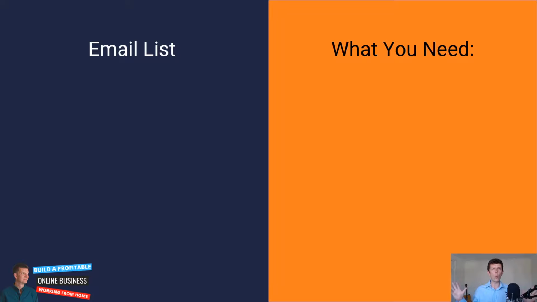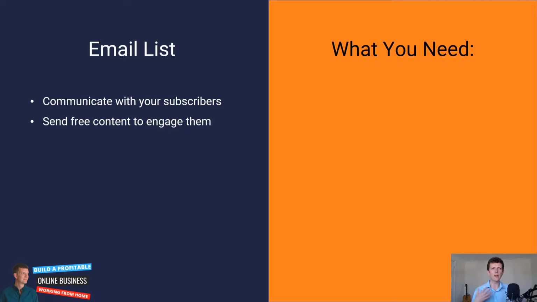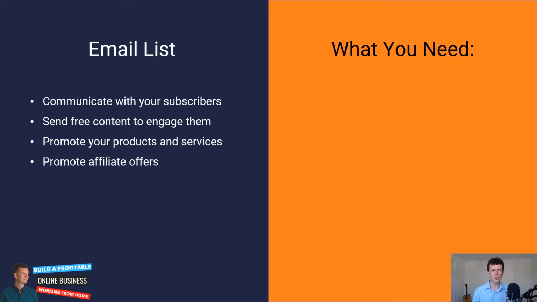Now, we also talked, if you remember, about the email list. And what do you need for that? Well, first of all, the email list is there obviously to communicate with your subscribers. You can send free content to engage them. You can promote your products and services. You can promote affiliate offers. And here's what you need to do it. It's an email marketing service.